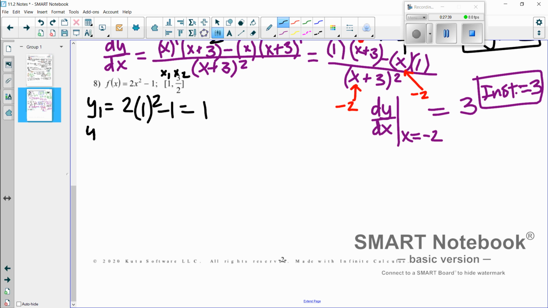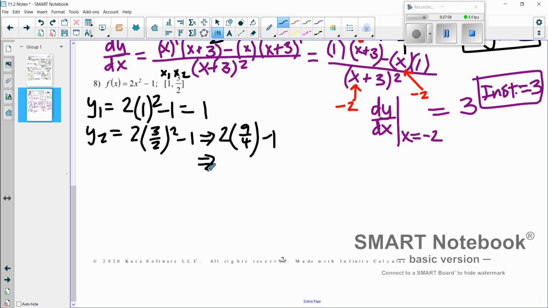And then y2 is going to equal 2 over 3/2 squared minus 1. Now this looks like 3/2 squared is 9 over 4. Okay, so we could write that step. Let's just do it. Okay, minus 1. Well, this is going to be 18 over 4 minus 1, which is 18 over 4 minus 4 over 4, which is 14 over 4. Okay, well, that's a little gross, but we'll deal with it. Y2 is 14 over 4, y1 is just 1. So let's set that up in our slope formula, okay?